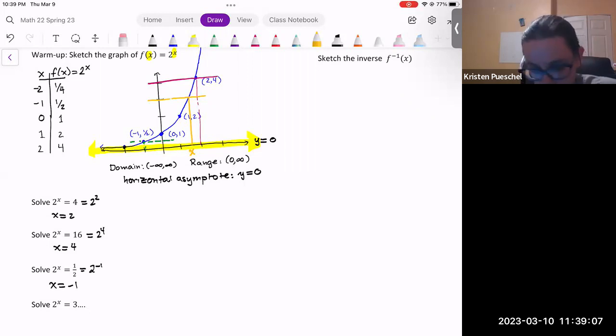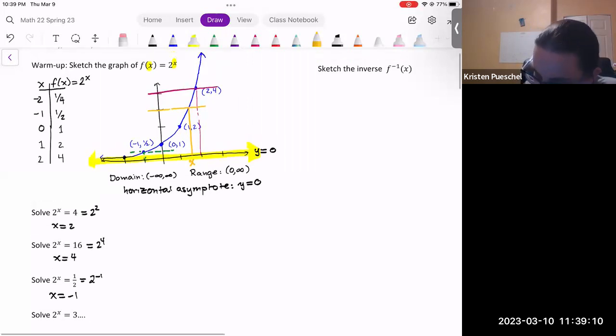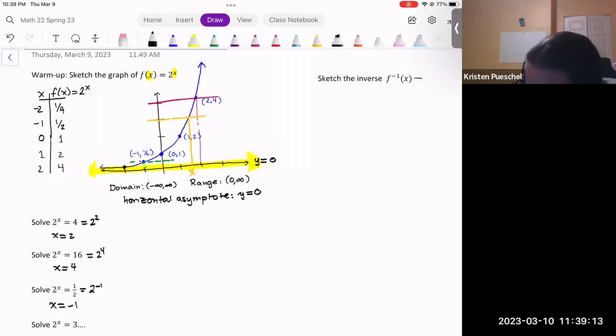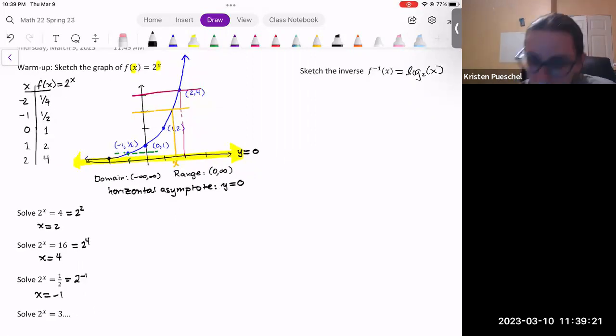So the inverse function is going to be called the logarithm. So we're going to write the log base 2 of x for the inverse. And let's just take a moment to try sketching our inverse. So there are two major techniques for sketching our inverse. One of them is just to reverse all of your x, y pairs. So we had that f of -2 was equal to a fourth.